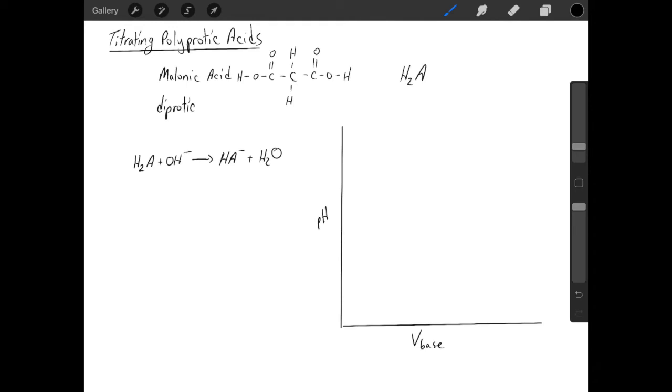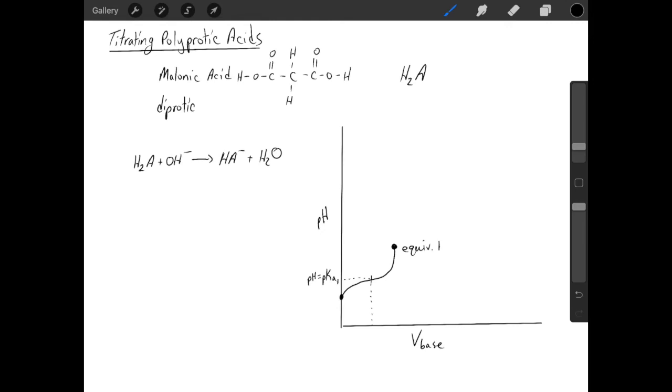Before anything happens, if you just have a solution of that weak acid, you're going to have a low pH because you have an acid. And as you add base, eventually you will reach the equivalence point, where you've removed all of that first acidic hydrogen. At the halfway point, halfway to the equivalence point, you have pH equals the pKa.